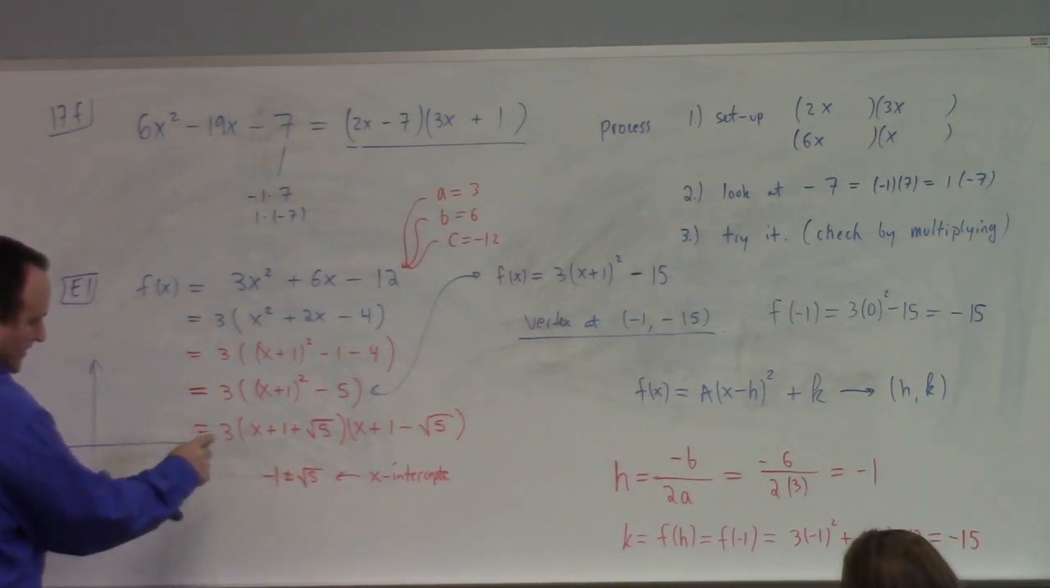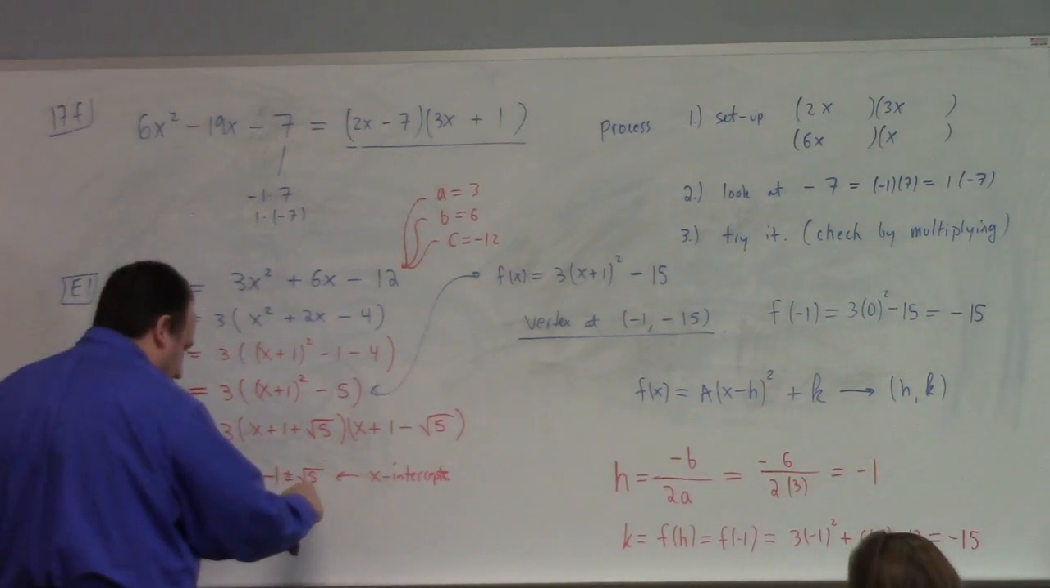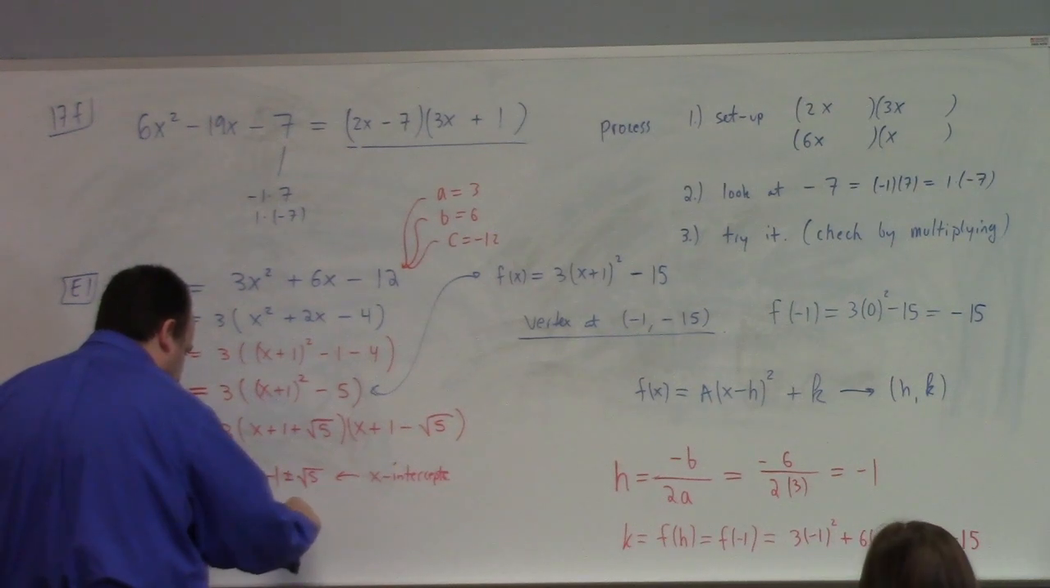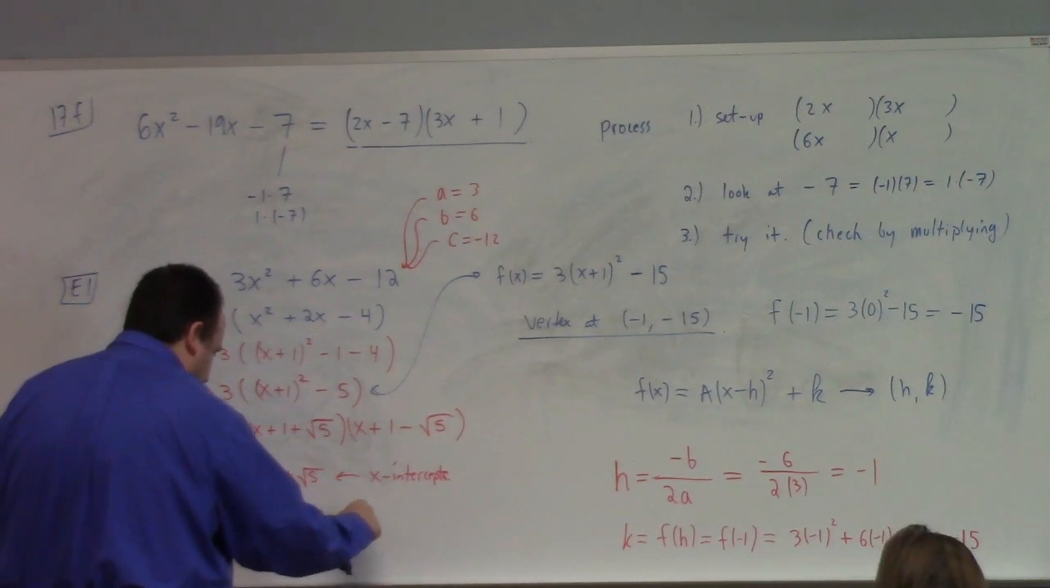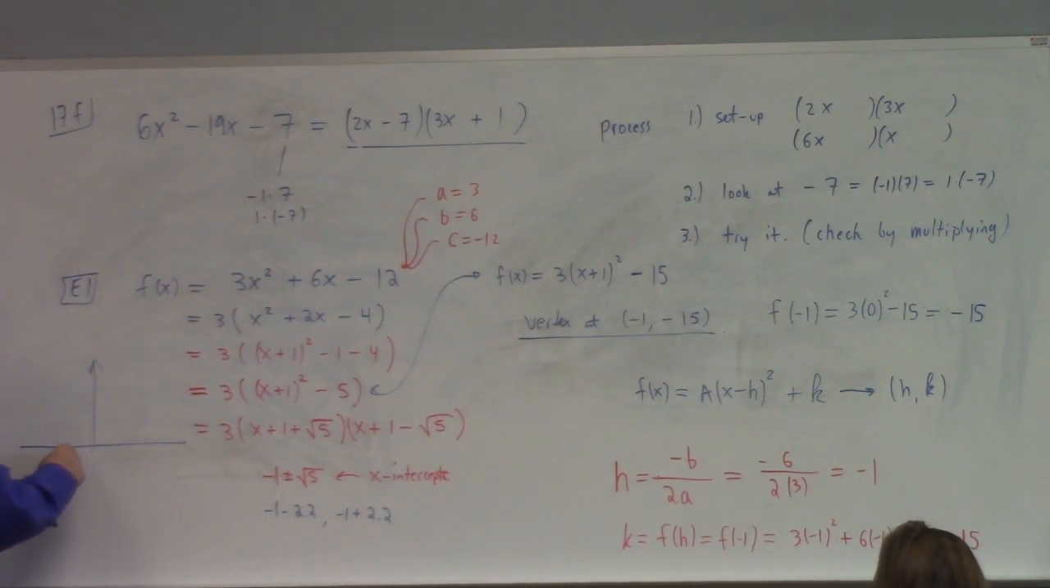Minus 1, and the square root of 5 is about 2.2-ish. So this is approximately minus 1 minus 2.2 and minus 1 plus 2.2. So roughly speaking, the intercepts are at about minus 3 and 1.2, and it's got a y-intercept of minus 12. Oh man, well, it's down there somewhere, I guess here. And the vertex is where x is minus 1, so it's kind of like here. So the graph is roughly speaking something like this.